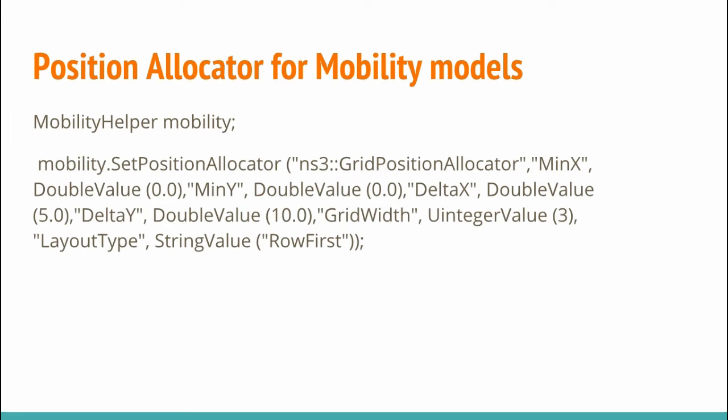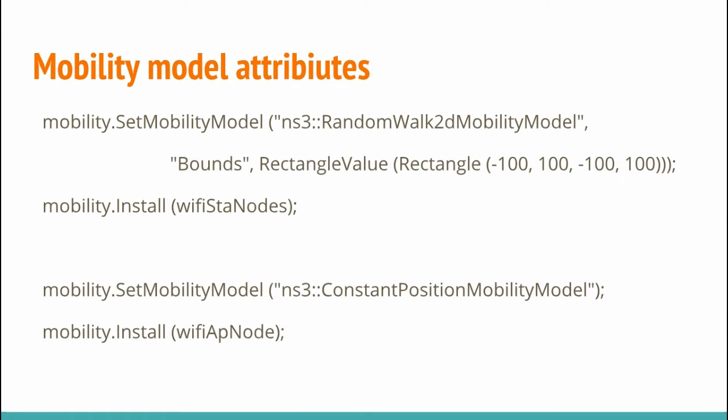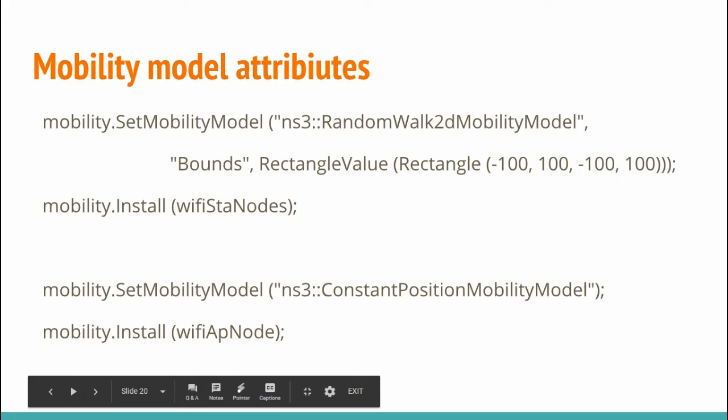And next is the position allocator for mobility models. The mobility model can be set using the class called MobilityHelper. And in MobilityHelper, using the mobility object, we just position the nodes, like using the set position allocator. Defining this can be done using the code. And the mobility model attributes are defined using these lines of code.